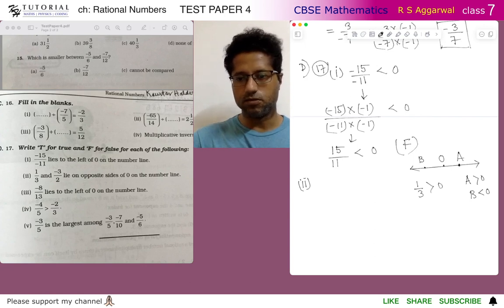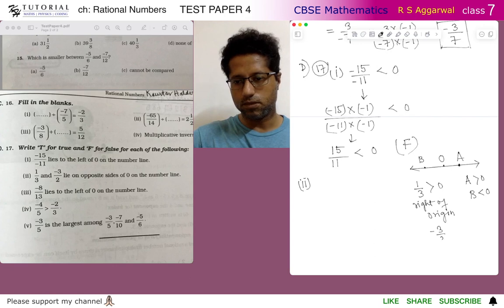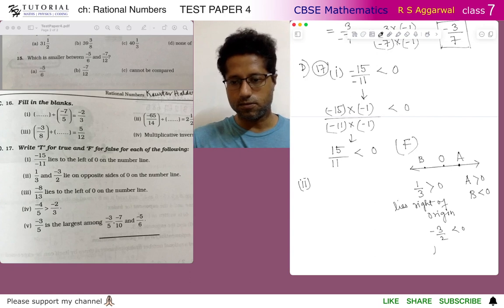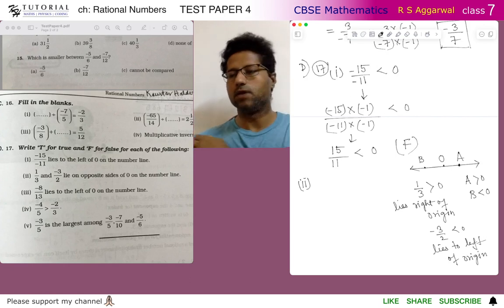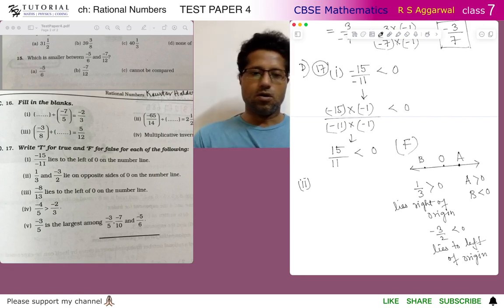1 by 3 is greater than 0, that is right side, right of origin, whereas minus 3 by 2 is less than 0, means lies to the left of origin. So definitely 1 by 3 and minus 3 by 2 lie to the opposite side of the origin.